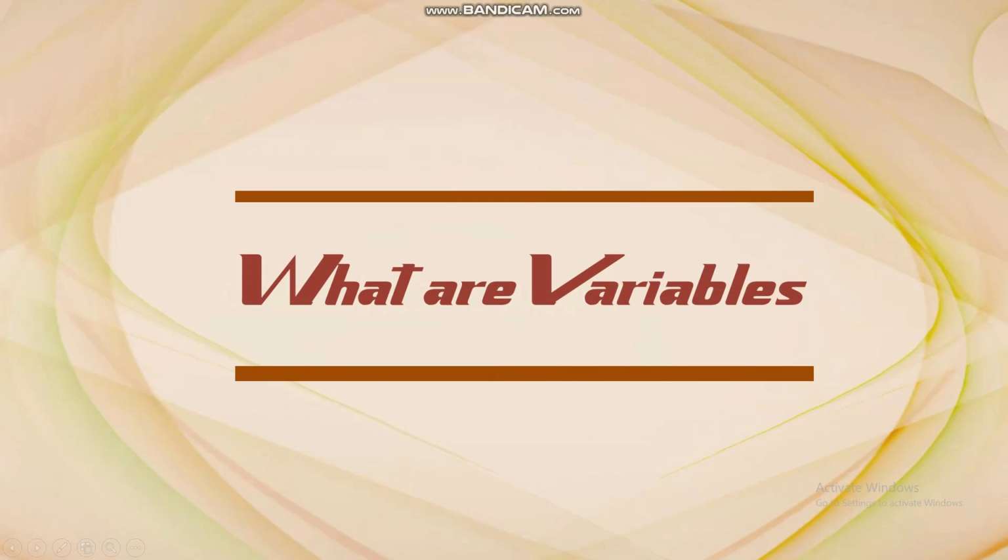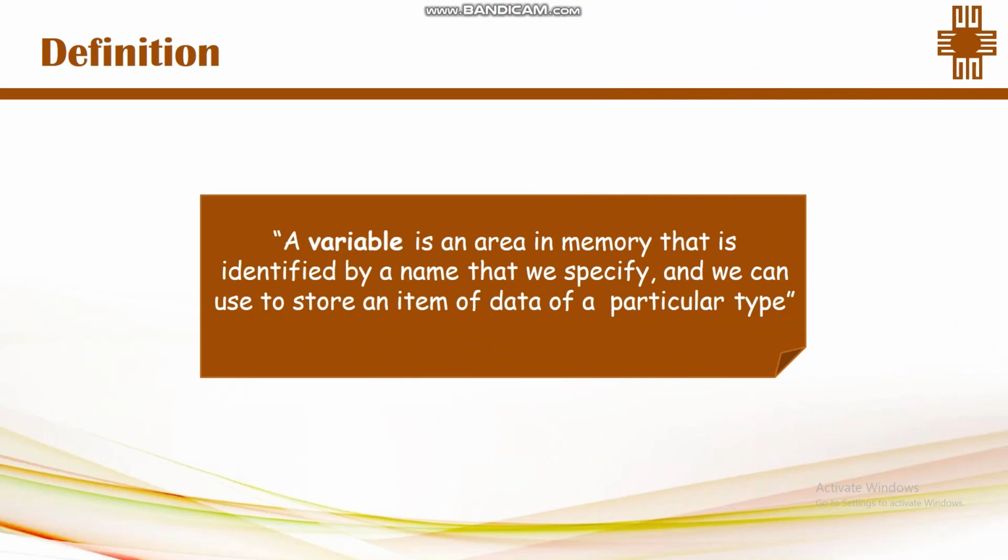Now we will learn what variables are. Programming is not restricted to just writing a few lines of code and printing them on the screen. To make programs perform particular, useful tasks, we use the concept of variables. Going towards the definition, a variable is an area in memory that is identified by a name that we specify and we can use to store an item of data of a particular type, which is the data type of the variable, which we will discuss later on in our video.